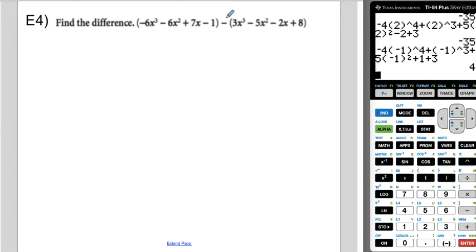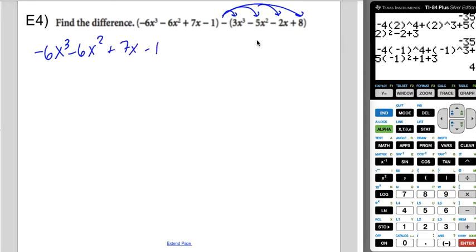Okay, so when there's a difference, the only thing with a difference is I have to distribute that negative. And the same thing would be true if I put a number in front of one of the functions, right? Like if there were a 2 here, I'd have to distribute it. So I'm going to get that this is a 6x cubed minus a 6x squared plus a 7x minus a 1, and then I'm going to distribute that negative.